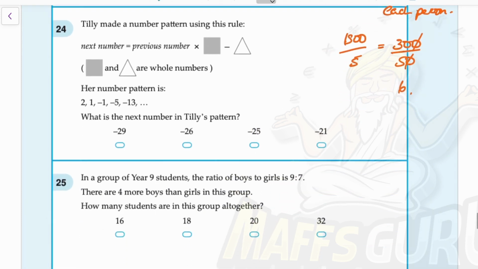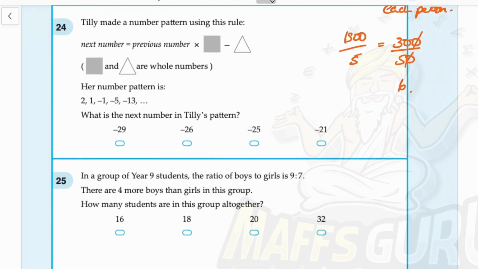Tilly made a number pattern using this rule. Next number is previous number times square minus triangle. Square and triangle are whole numbers. Good. Her number pattern is this. What is the next number in Tilly's pattern? Using these two numbers here, her next number 1 is equal to 2 times square minus triangle.